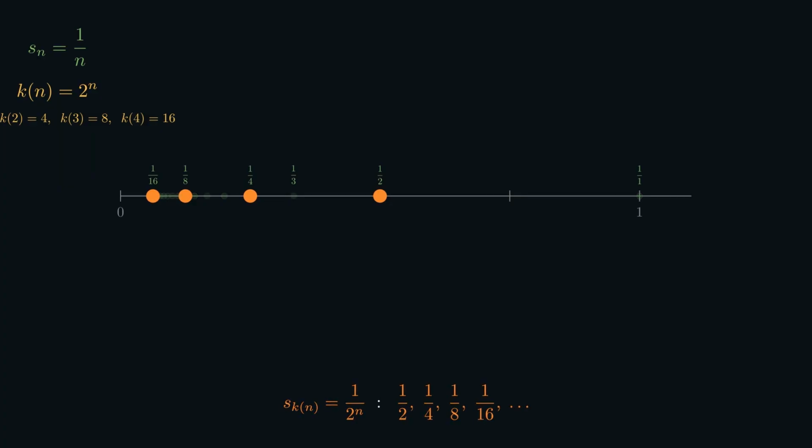Let S be the sequence whose nth term is 1 over n. Let k of n equal 2 to the power n. Then the subsequence has nth term equal to 1 over 2 to the n. The values 1/2, 1/4, 1/8, 1/16, and so on. I picked out every term at a power of 2 position.